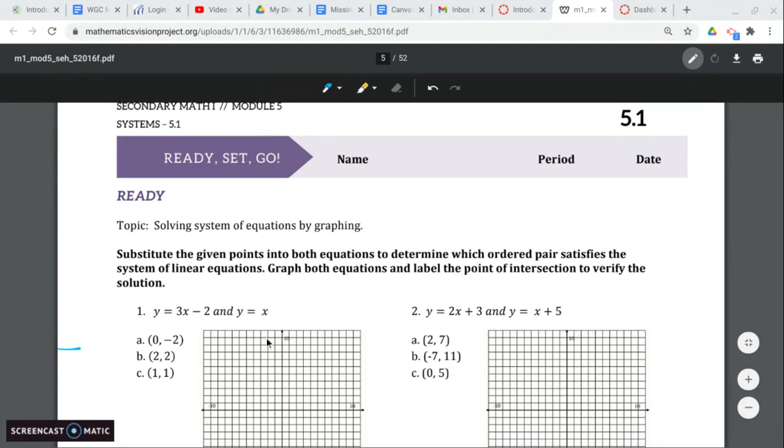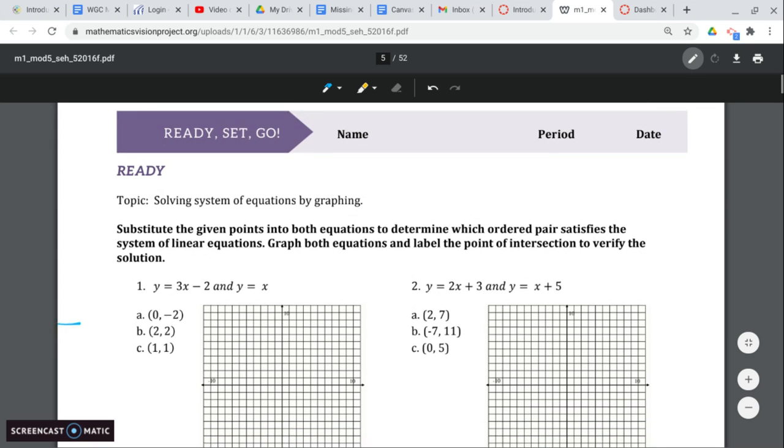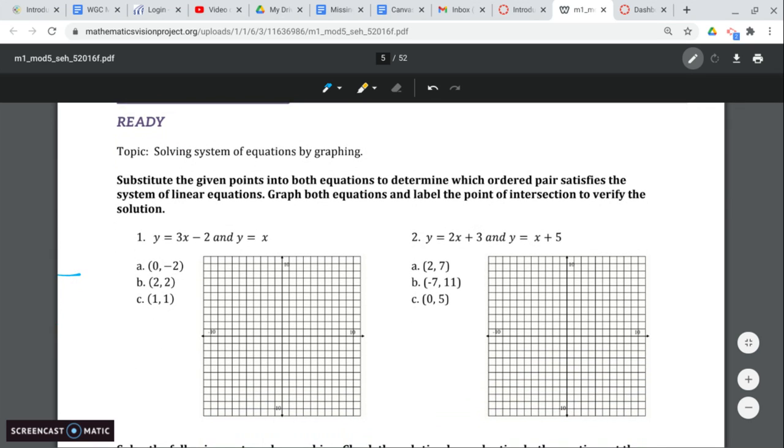So what we have here are solving systems of equations by graphing. We've seen a little bit with systems of equations already, and we're going to look more into those a little more deeply in this chapter. So what we want to do is substitute the given points into both equations and determine which ordered pair satisfies the system of linear equations. Graph both equations and label the point of intersection to verify the solution.